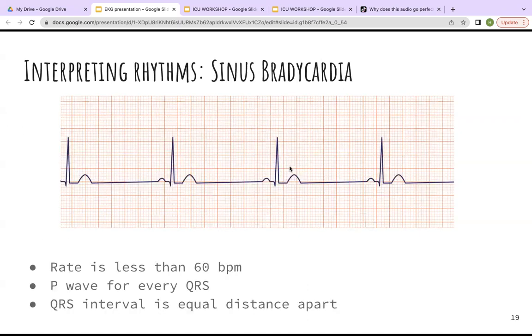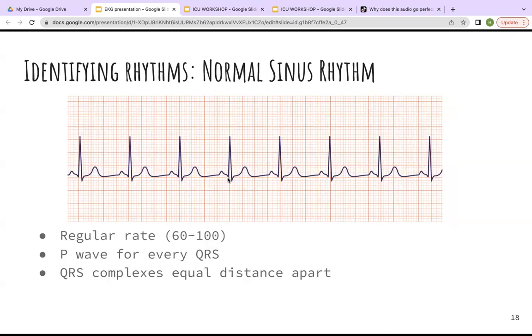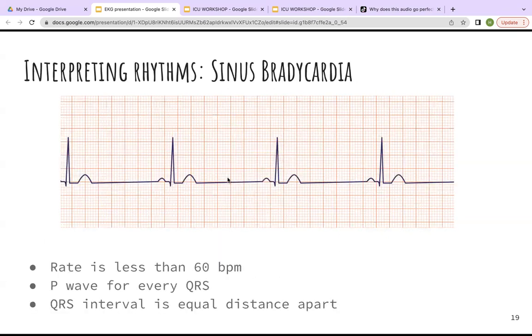Sinus bradycardia. This is whenever we have something that very much looks like the strip I had you look at earlier, but it's below that desired rate. It's below 60 beats per minute. We still have a P wave for every QRS. Every QRS interval is equal distance apart, but this would not be considered a quote unquote normal rhythm.